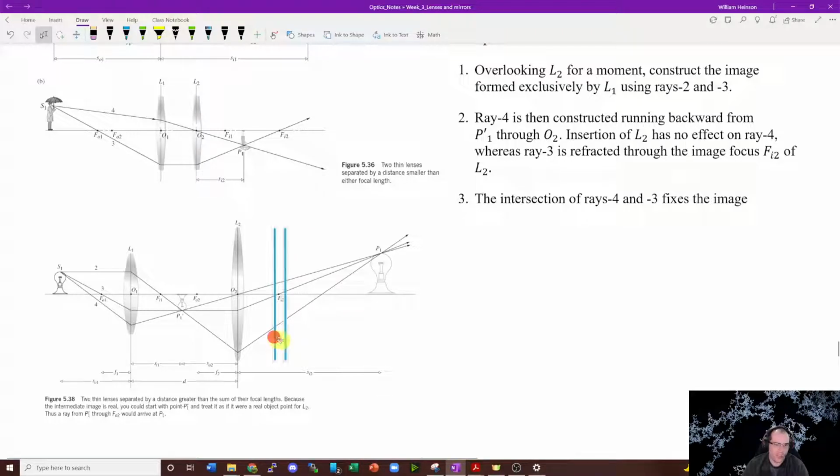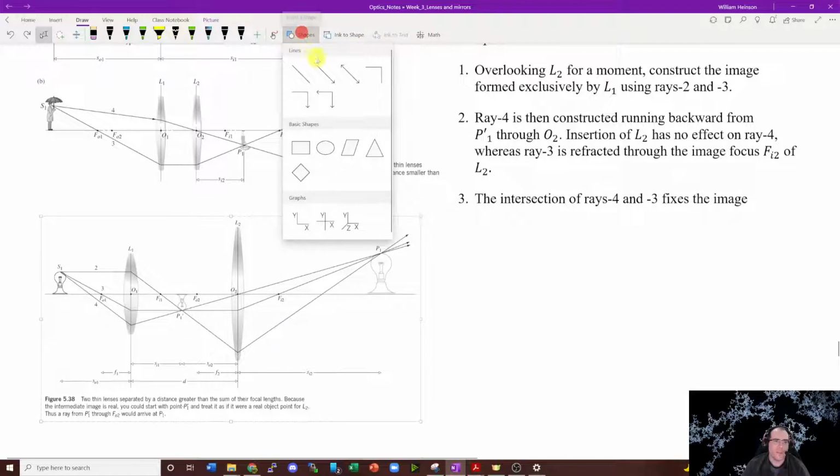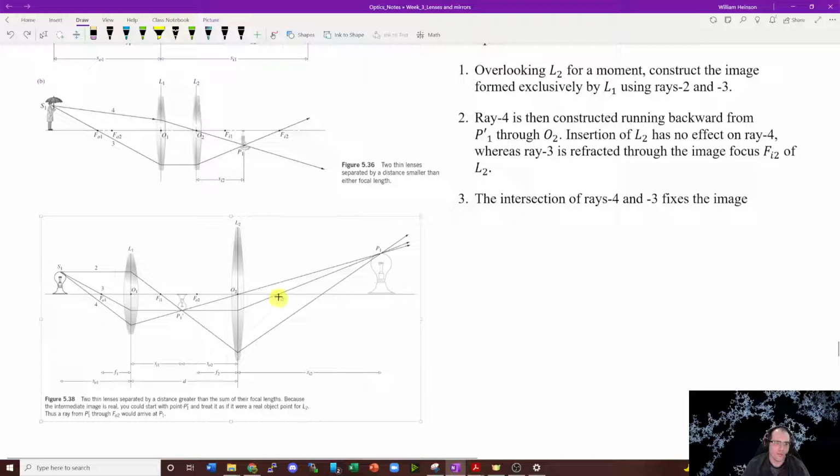I want my line on F2. Oh, come on. Let's try that again. Oh, well. Let's just physically draw the dang thing.